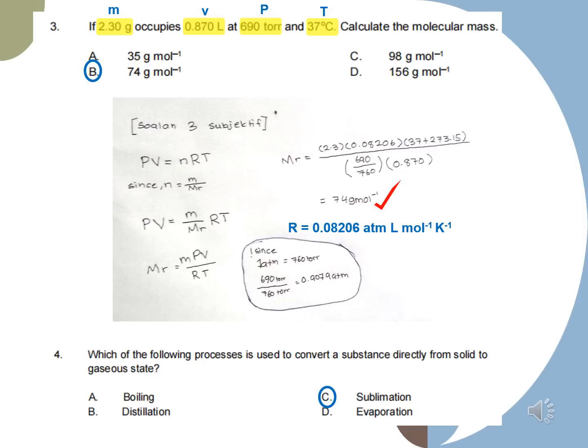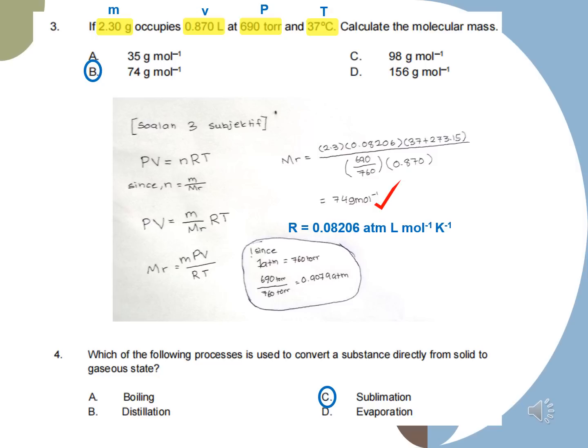Showing you here is the work given by one of the students. The formula here is from PV equals nRT. You can make it into MR equals mRT over PV, and you substitute the values, but you have to make sure you convert temperature from degrees Celsius to Kelvin, and also pressure from torr to atm.